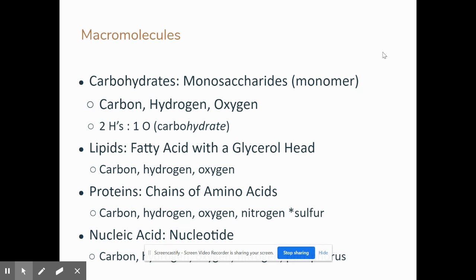Lipids, these are fats, oils, and waxes. The monomer is fatty acids with a glycerol head. And again, carbon, hydrogen, and oxygen. So we have CHO for carbohydrates and CHO for lipids.